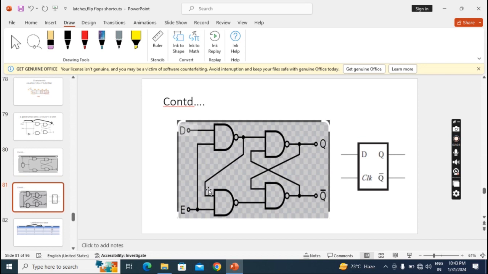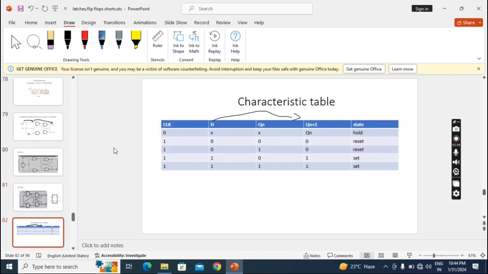So we need not use an inverter in this case. This is also same as the above diagrams. Out of these three diagrams, we can use any. This is the symbolic representation. Now we'll see the characteristic table.